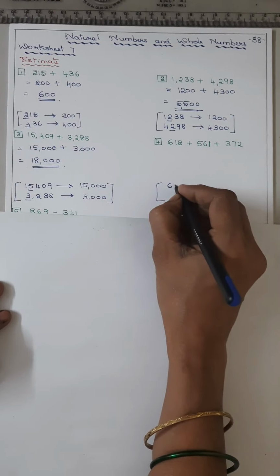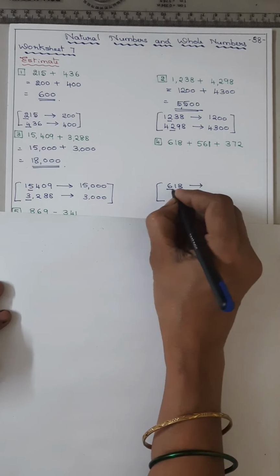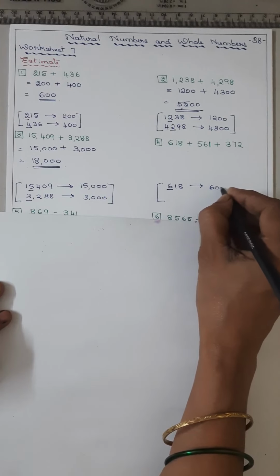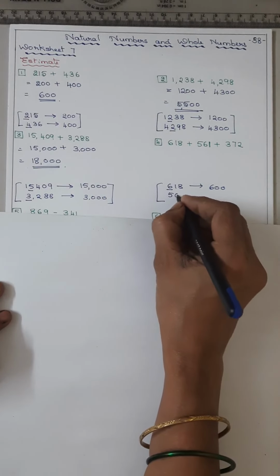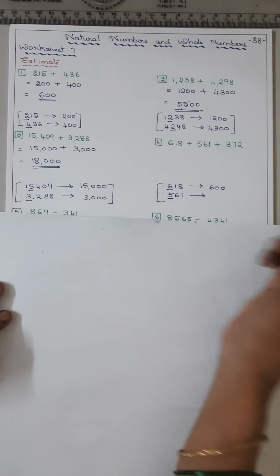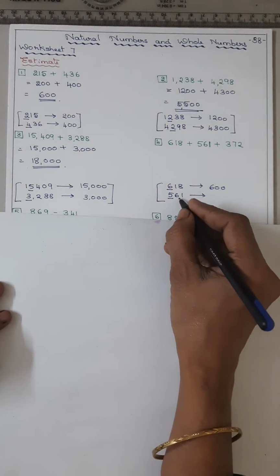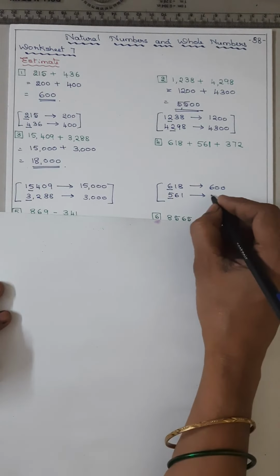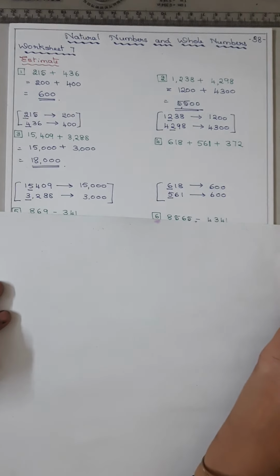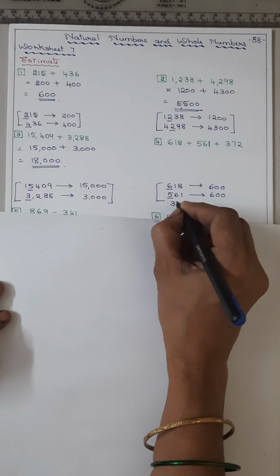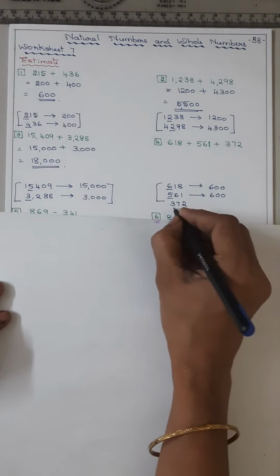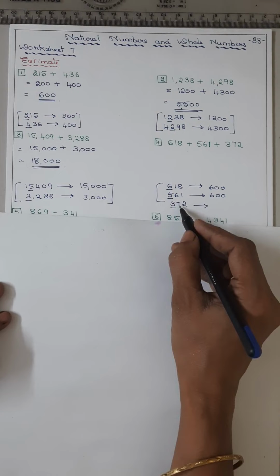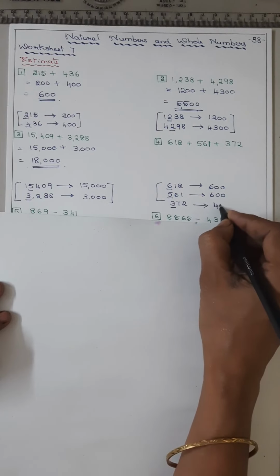So it is 618, underline 6, hundreds place, to the right it is 1, so it will become 600. 561, underline 5 in hundreds place, to the right it is 6, so 5 has to be increased by 1 digit, so it will be 600. Now 372, underline 3 in hundreds place, so 7 is greater than 5, so it will become 400.